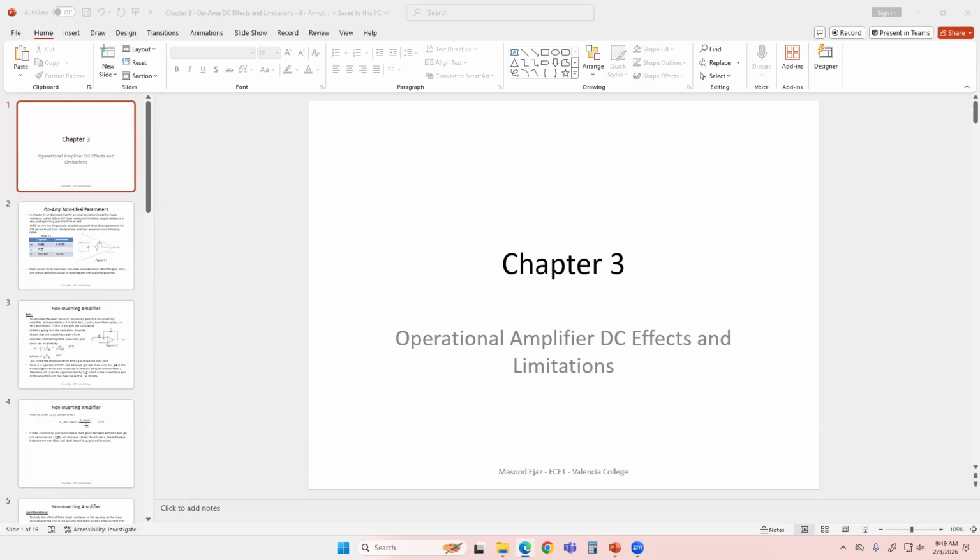But here we're going to look at how the gain is going to be affected, how the input resistance is going to be affected, and the output, if we are just using the DC effects, and what will be the limitation.